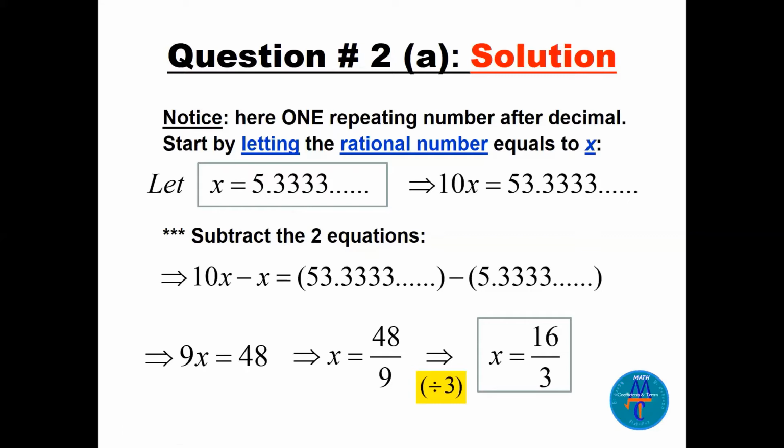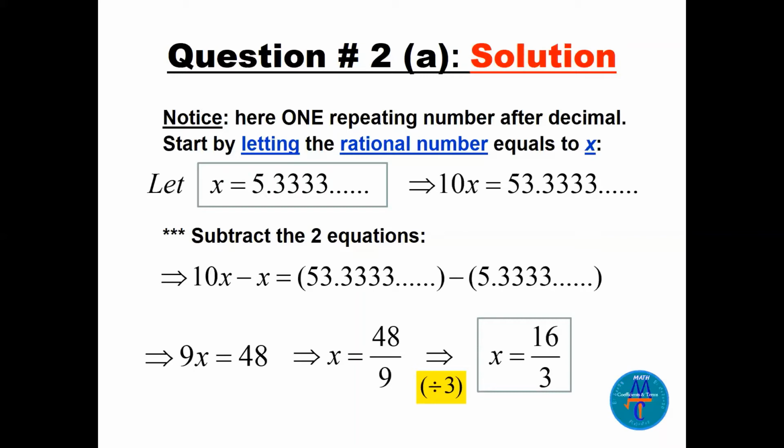Look here very carefully on the right side. On the right side, 53.33. Even if you subtract on your paper, 53.33 minus 5.33, you cancel out all the repeated part. You are left only with 53 minus 5, which is 48. So now we have a nice, easy fraction: 9x, because 10x minus x is 9x, equals 48. Now x will be, this is the number we need, 48 divided by 9.